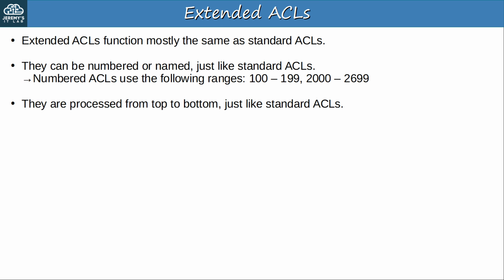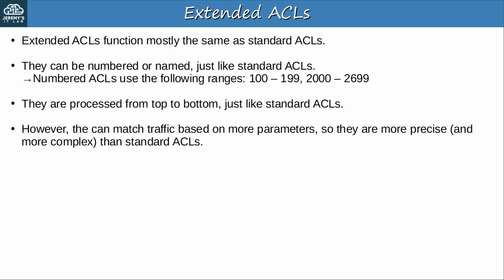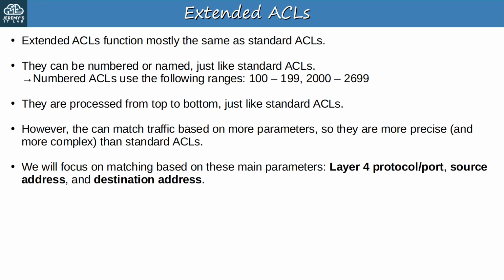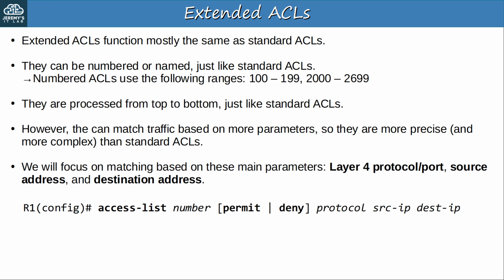Extended ACLs are processed from top to bottom, just like standard ACLs. However, here's the big difference. They can match traffic based on more parameters, so they are more precise and more complex than standard ACLs. You can really specify exactly what traffic you want to deny and what traffic you want to permit. Specific kinds of traffic from specific hosts to specific destinations. For the purpose of this video, we will focus on matching based on these parameters: Layer 4 protocol and port number, source IP address, and destination IP address. To configure an extended numbered ACL entry from global config mode, the command is access-list, then the number.